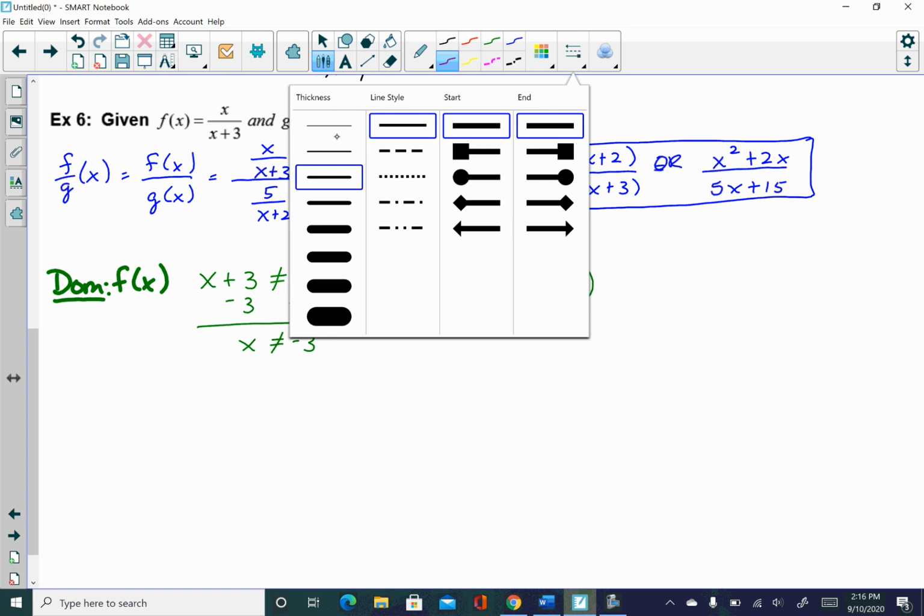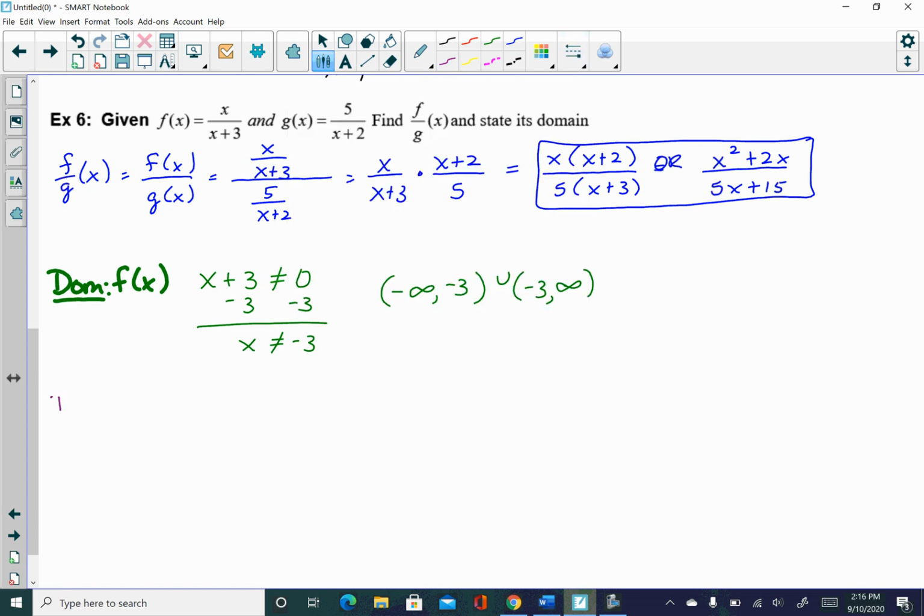All right, let's look at our g function, domain of g. Also another rational function. We know that it's got a denominator there. That denominator cannot equal 0. So we set that denominator not equal to 0 and solve for x. So subtract 2 from both sides. x cannot equal negative 2. So now we pick up a new restriction from negative infinity to negative 2, and then negative 2 to infinity.